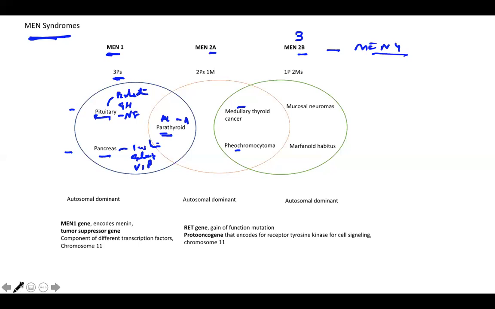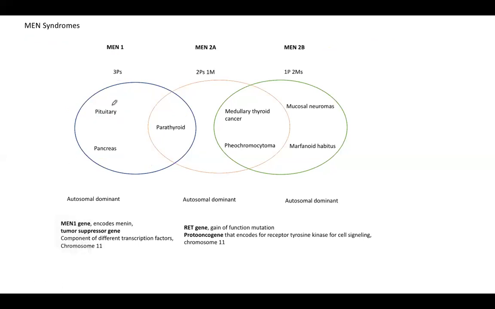So in MEN1, we can see that we have 3 P's: pituitary, pancreas, and parathyroid. So what causes MEN syndrome? All these syndromes are autosomal dominant, so we do not need to remember which one is dominant and which one is recessive. All three syndromes are autosomal dominant. MEN1 has a defective MEN1 gene, and this gene encodes a protein called menin.